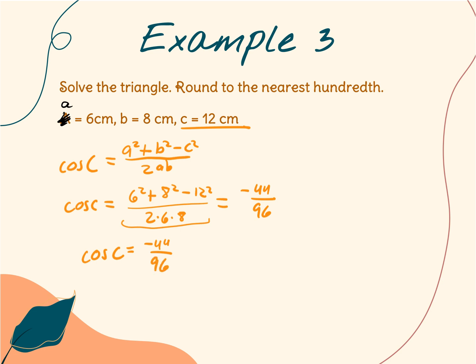All right, all we have to do from here now to get our angle C is keep in mind to get rid of cosine, we're going to do cos inverse. All right, so once you do cos inverse on both sides, C is going to be whatever you get when you do cos inverse of negative 44 over 96, and that's going to get you, to the nearest hundredth, 117.28 degrees. All right, so that gets us an angle.